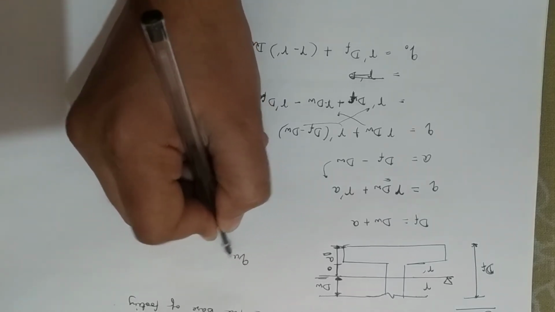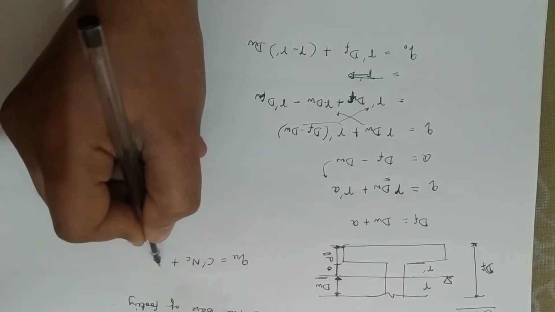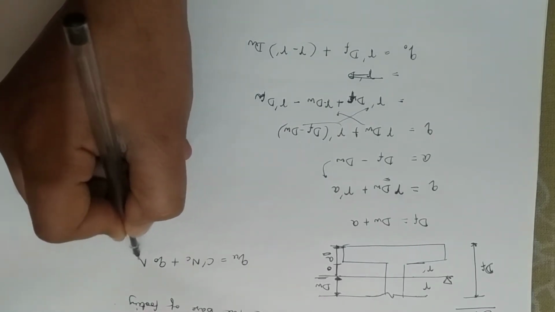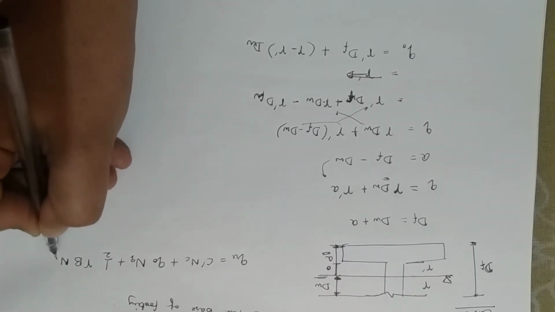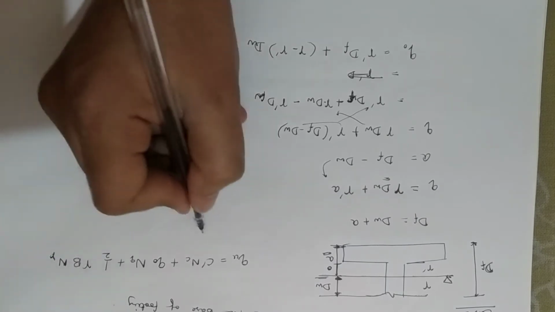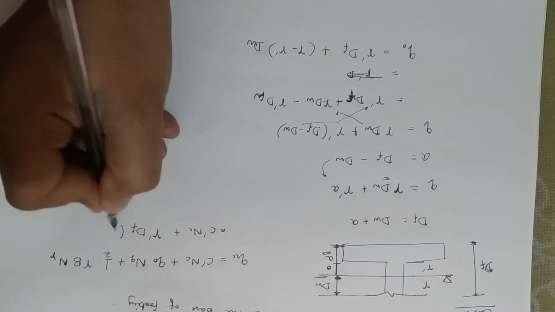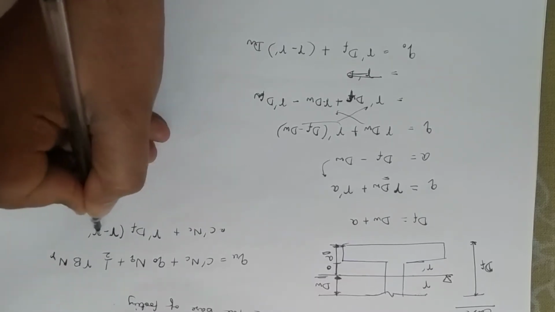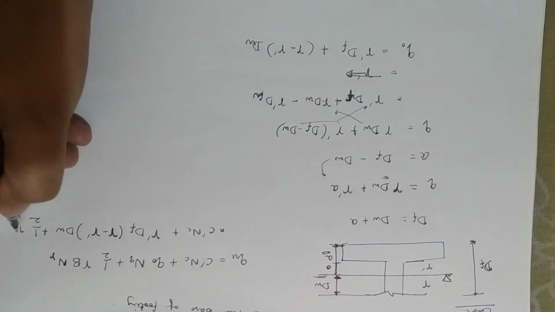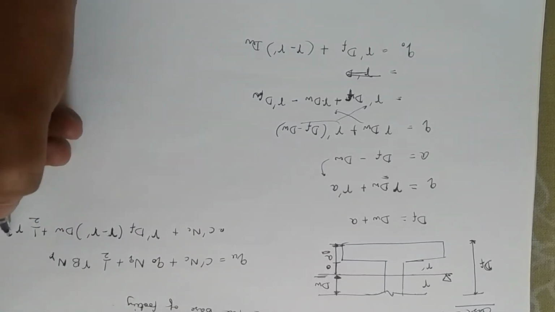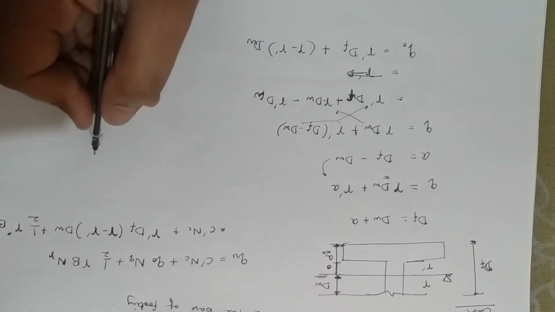Calculated by Terzaghi's theory, that was Qu equals c' Nc plus q0 Nq plus half gamma B N gamma. This will become this, and this will be substituted as it is, plus 1/2. This gamma will be turned into the submerged unit weight, and the equation becomes like this.